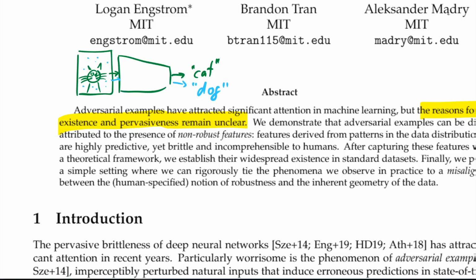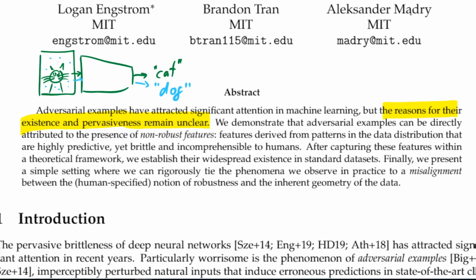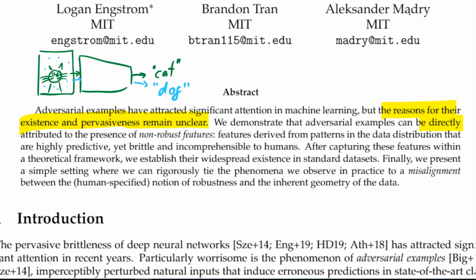unclear. They say we demonstrate that adversarial examples can be directly attributed to the presence of non-robust features. Their paper is about these non-robust features, and they define later what they mean exactly. But here they say: features derived from patterns in the data distribution that are highly predictive, yet brittle and incomprehensible to humans. And this is pretty neat.